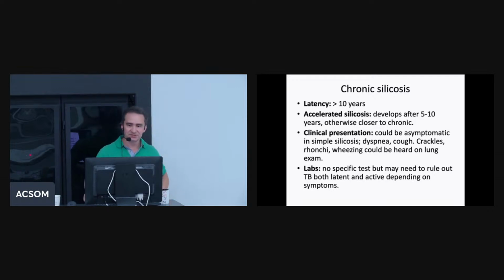But if it's progressive, patients will have dyspnea, cough, crackles, rhonchi, wheezing, maybe hemoptysis. And again, in terms of labs, there is no specific test, but you may need to rule out TB, both latent and active, depending on the symptoms.